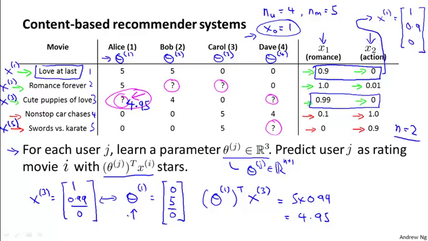So all we're doing here is applying a different copy of essentially linear regression for each user. What Alice does is Alice has some parameter vector theta 1 that we use to predict her ratings as a function of how romantic and how action-packed a movie is, and Bob and Carol and Dave, each of them have a different linear function of the degree of romance and the degree of action in a movie, and that's how we're going to predict their star ratings.